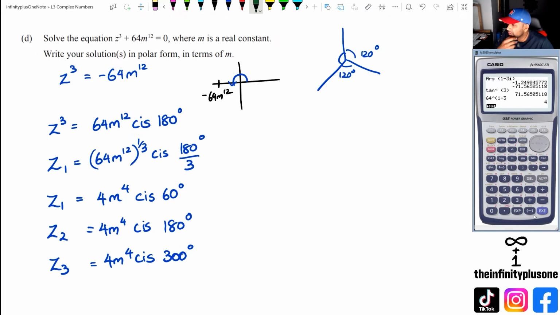Grades wise, all 3 correct solutions with appropriate justification. I don't know what justification it would be, but you've basically given the 3 different answers, so that is going to get you a merit. If you do just one of them correct, that's going to be an achieved. But for a merit, you're going to need all 3 answers. All right, so let's go to the next question.